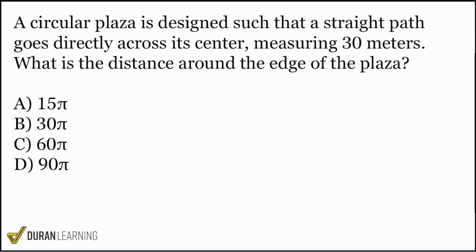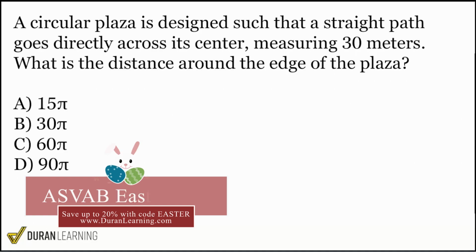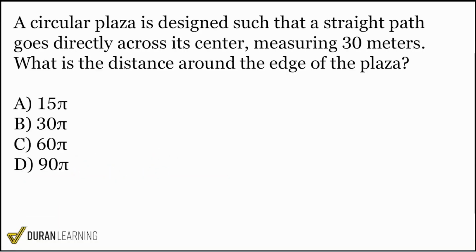All right, let's go ahead and give this next one a shot here. Let's get it going. So if I were to begin the problem by just reading, a circular plaza is designed such that a straight path goes, what would be wrong with that, everybody? Besides the weird accent I'm using? Yeah, I want to read the question first. We want to read the question first, everyone. Regardless of the size of the problem, could be a sentence, could be 10 sentences, doesn't matter. We want to start with the question first.